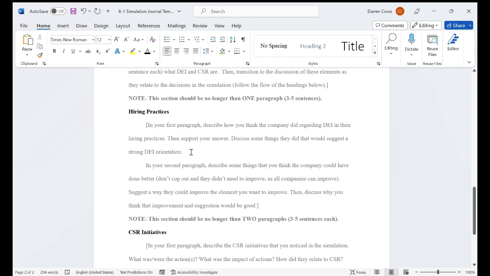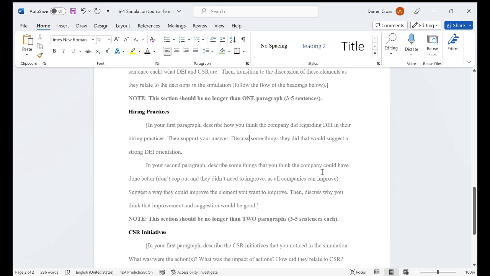So you want to use direct language. I think my company did well with DEI. They hired this, they brought in outside, they did that. I think that helps to spread diversity of thought, diversity of innovation, and things like that. It's really that simple. One paragraph, 3 to 5 sentences, okay?